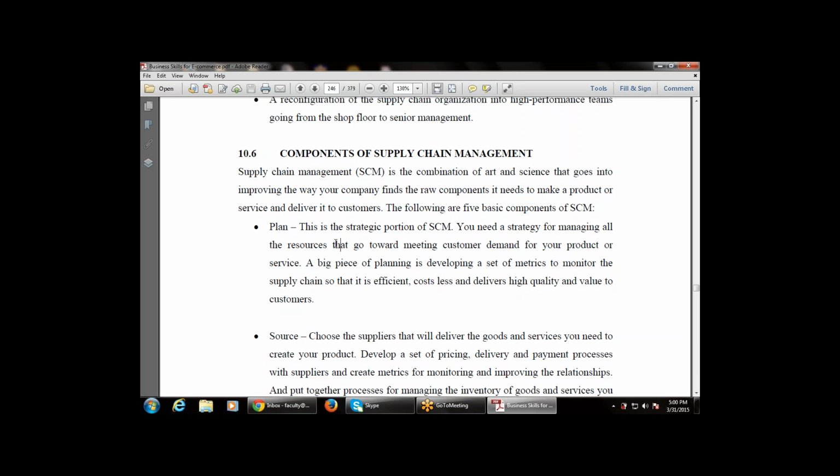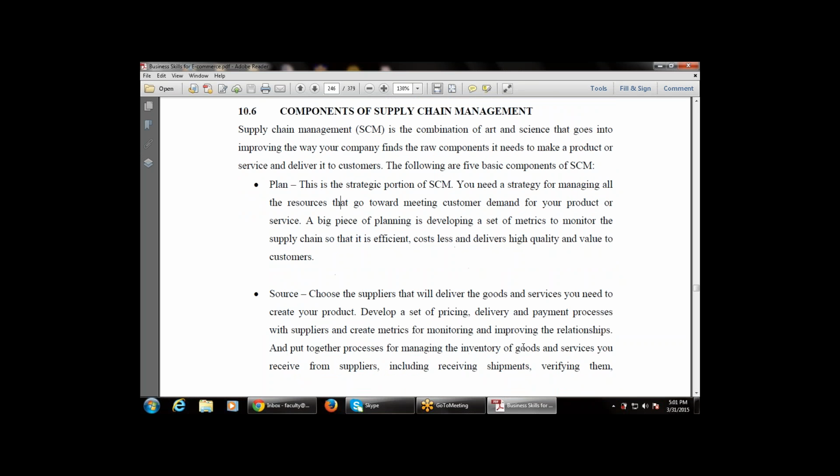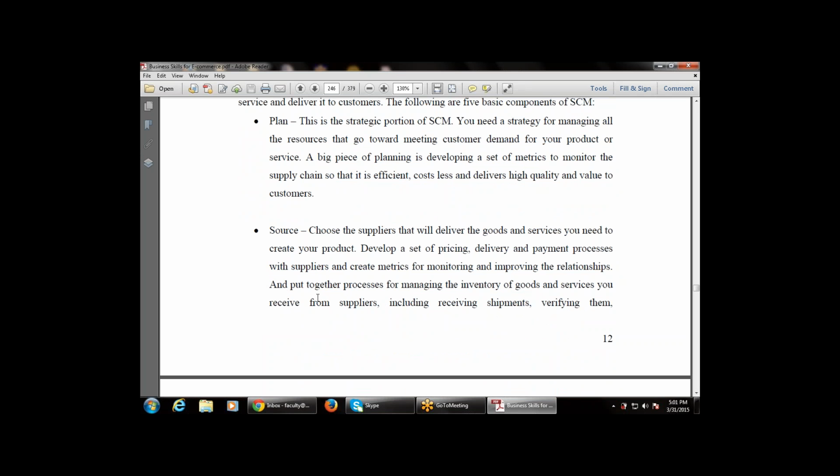Next step is source. That is, choose the suppliers that will deliver the goods and services you need to create your product. So first of all, choose the supplier, who is the origin of the supply chain, who wants to supply something. Choose a supplier that will deliver the goods and services you need to create your product. Develop a set of pricing, delivery, and payment processes with suppliers. So what is the price that the supplier offered? Delivery and payment processes, that is how to deliver a product.